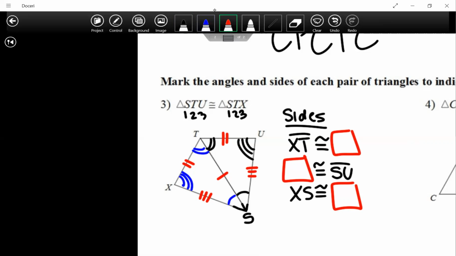Okay. What I'm looking for is XT corresponds to what? UT. In the correct order, what additional information to show congruence? Right? This would be to show congruence. Okay. SU would have to be S. And XS would have to be. So that's the parts I want to fill. If it gives you them, write them in. Comprendo? Okay.